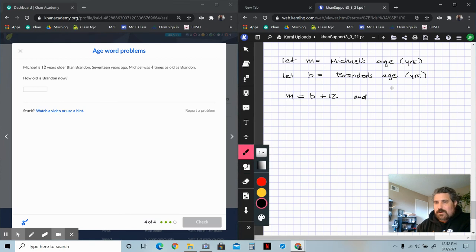So when I wrote the equation over here on this side, for 17 years ago, I only reduced Michael's age by 17. I didn't reduce Brandon's age by 17, right? And M is Michael's current age, and B is Brandon's current age. So 17 years in the past, wouldn't Michael be 17 years younger? And wouldn't Brandon also be 17 years younger? So now their ages are both aligned with that 17-year history, right, where they've been 17 years ago.